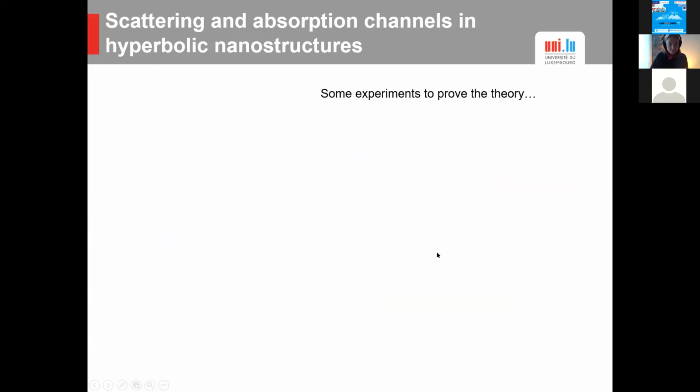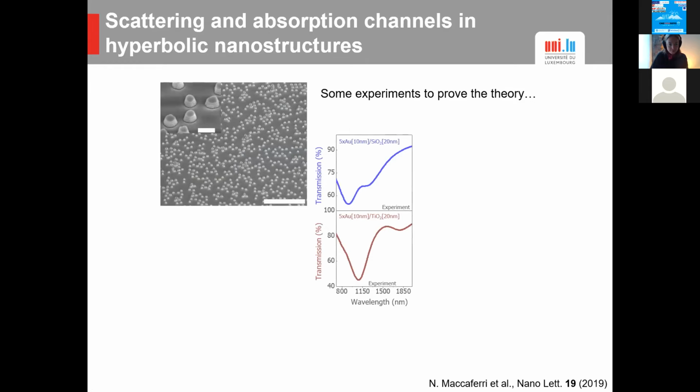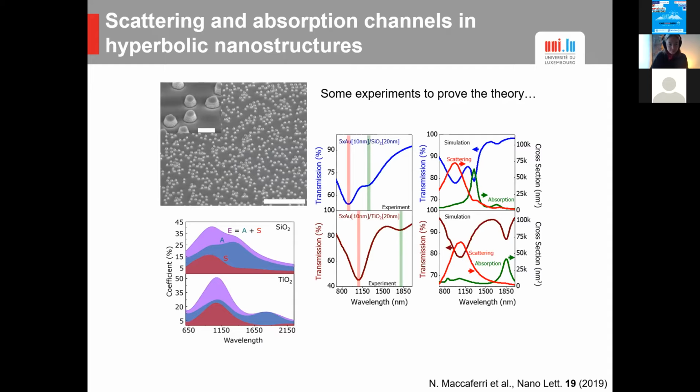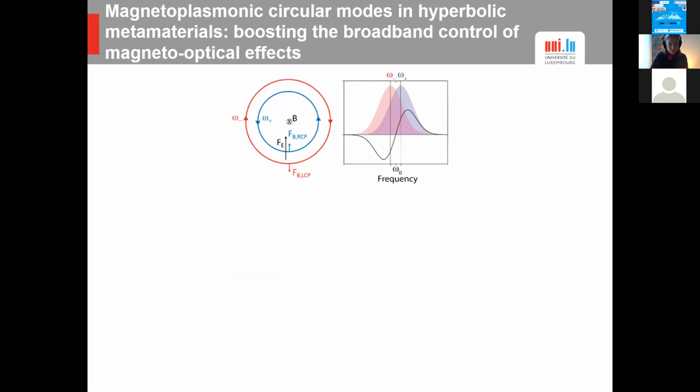We proved this first: we fabricate these antennas and measure the transmission, and you can tune the position of the absorption and scattering peaks by just changing the dielectric you use. If you increase the refractive index, if you pass from silica to titanium, you can increase the separation between these two channels. We also proved experimentally, using an integrating sphere, that you can have this large scattering or absorption contribution. Based on this, we then tried to measure the magnetoplasmonic properties of these particles, in particular the circular dichroism.